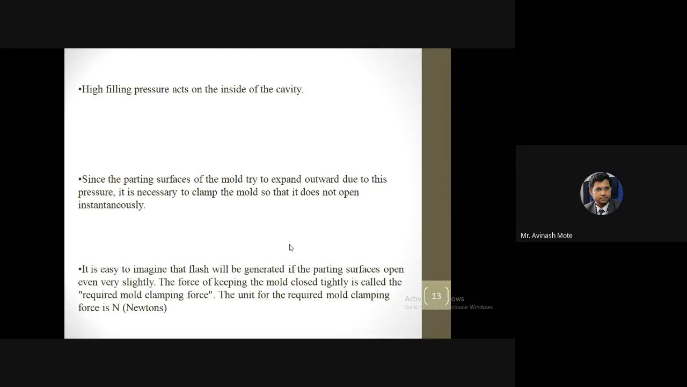Now, if this clamping force is not proper, if the pressure is not proper, the possibility is that a small gap or small opening will be there at the parting surface. And when we are pressurizing the raw material using some ram or plunger, this material will not come out of the mold, but at least it will flow over the parting line, over the parting surface. And it will create a flash.